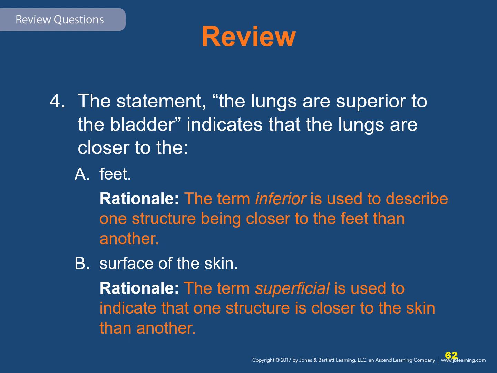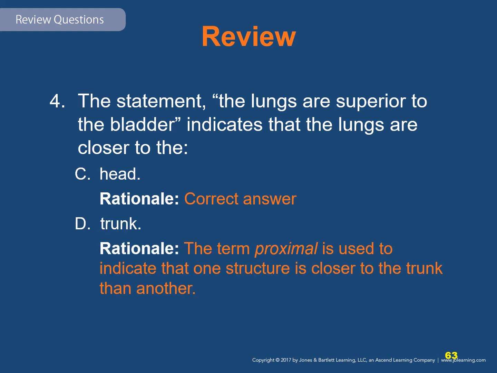B, the surface of the skin. That is not correct because the term superficial is used to indicate that one structure is closer to the skin than another. Number C is head. Again, that's the correct answer because the lungs are indeed closer to the head than the feet. So the lungs are superior to the bladder. D, trunk, is incorrect because the term proximal is used to indicate that one structure is closer to the trunk than another. In this case, we're talking about specific organs, not the trunk in general.